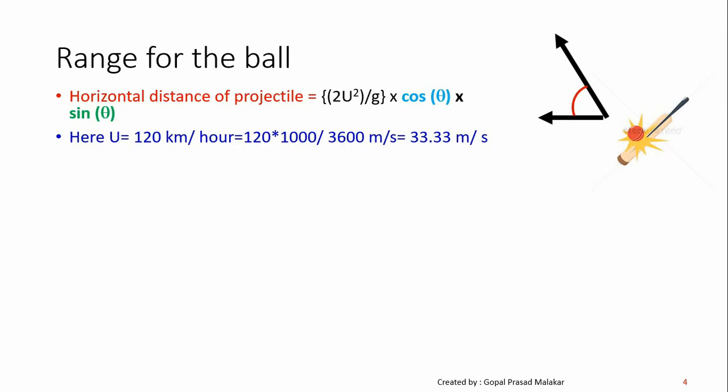Here u is 120 km per hour. Let's convert that into meter per second. So 1000 will convert kilometer into meter, and in 1 hour you have 3600 seconds. 1 hour you have 60 minutes, and each minute you have 60 seconds. So that gives you 3600 seconds. So 120 gets converted, 120 into 1000 divided by 3600 gives you meter per second speed. That comes out as 33.33 meter per second speed.